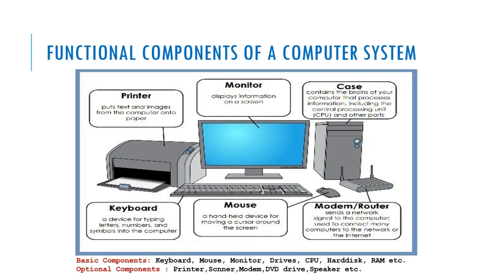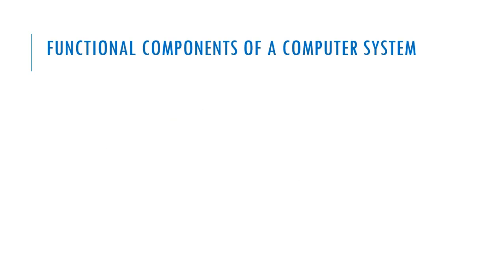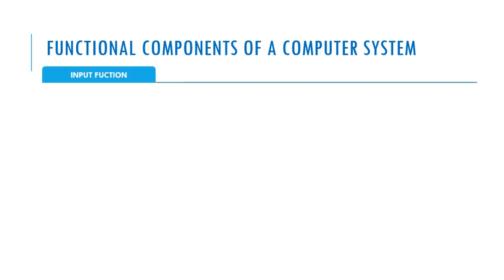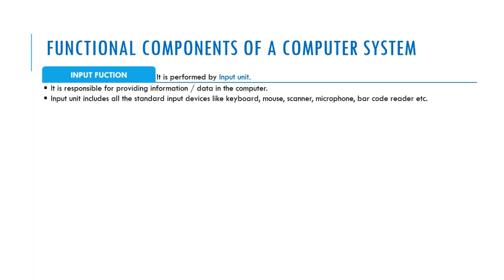Now let's understand these functional components in more detail. The first is the input function. The input function is performed by the input unit that we have seen previously. The input unit is responsible for providing the information, that is the data, to the computer. The input unit includes all the standard input devices like the keyboard, mouse, scanner, microphone, barcode reader, etc.